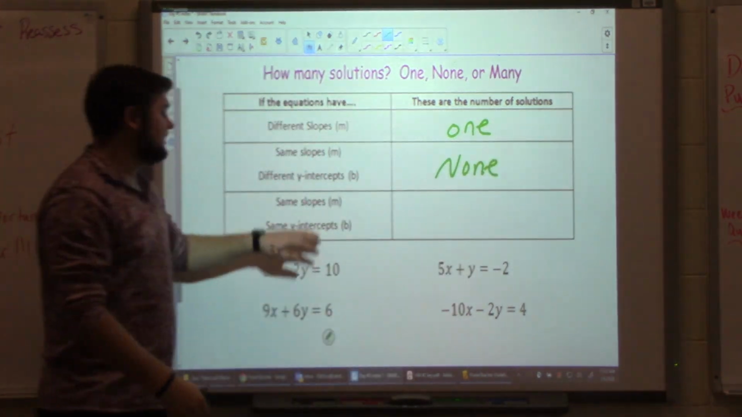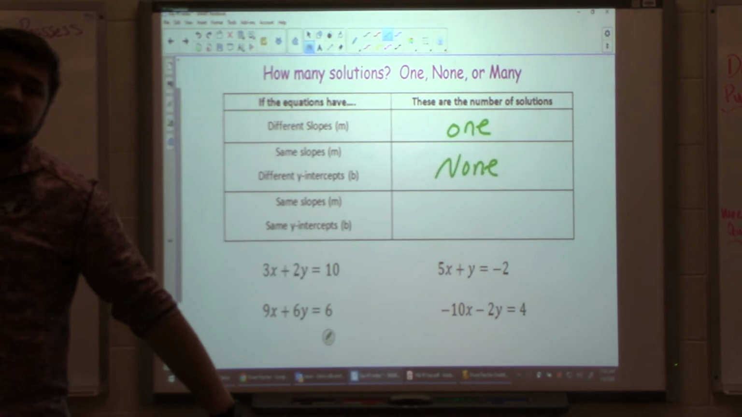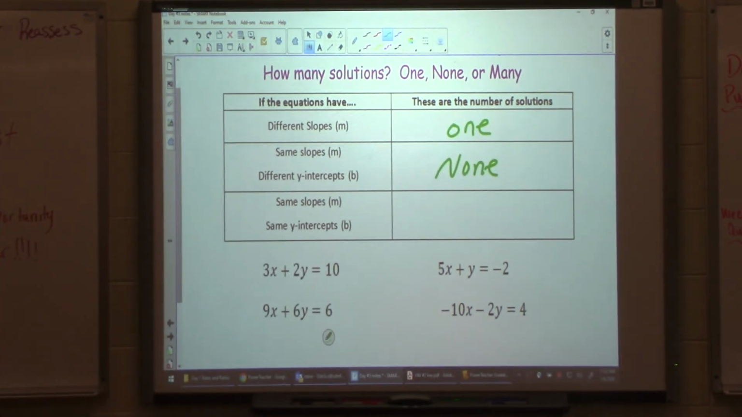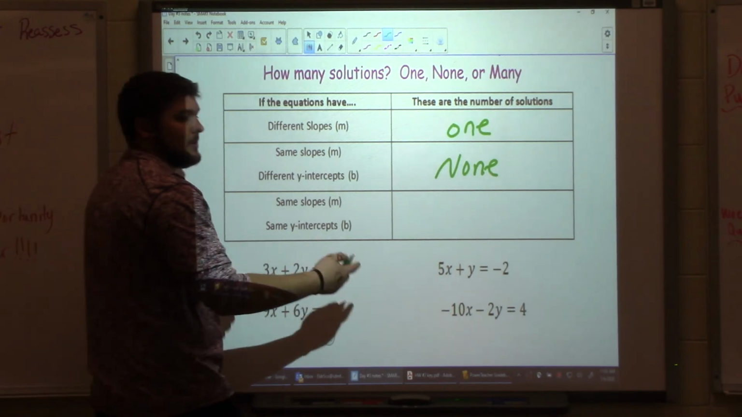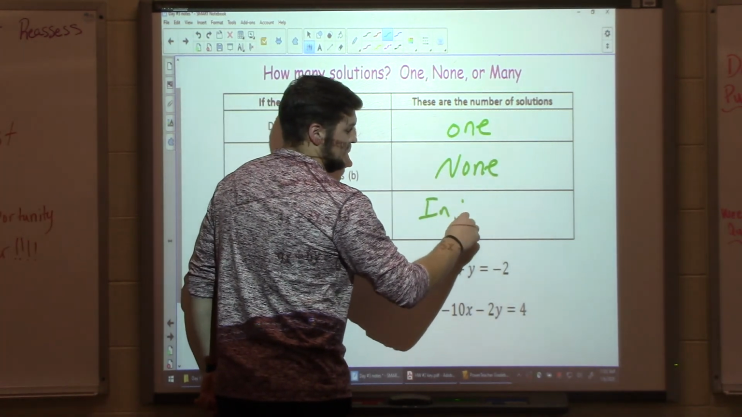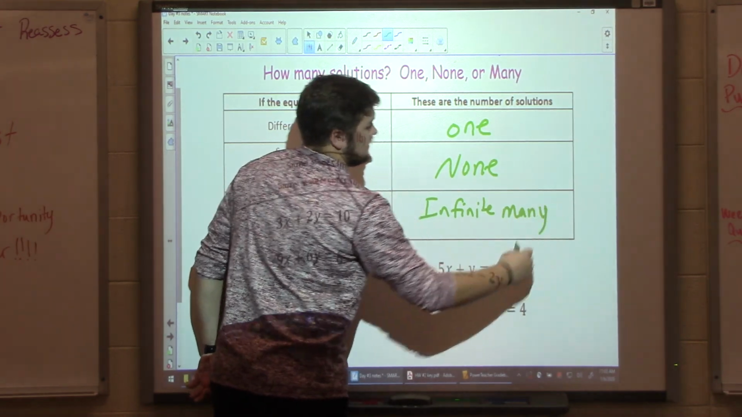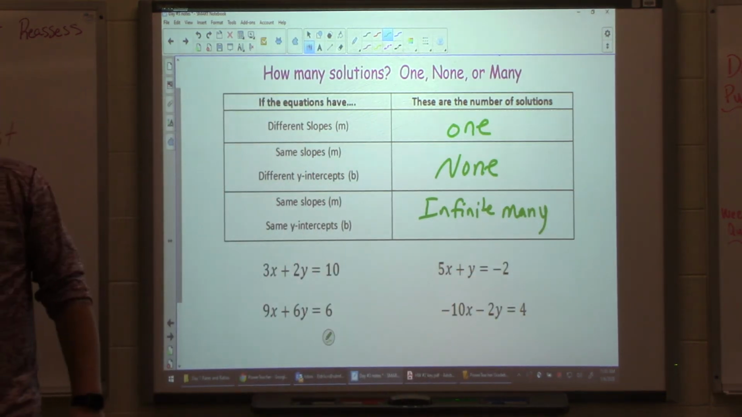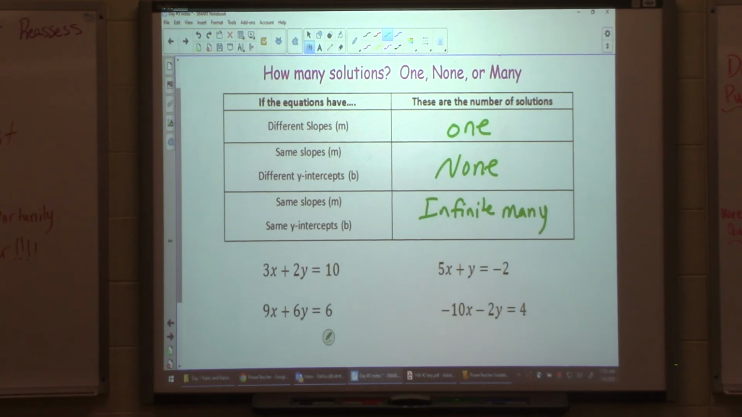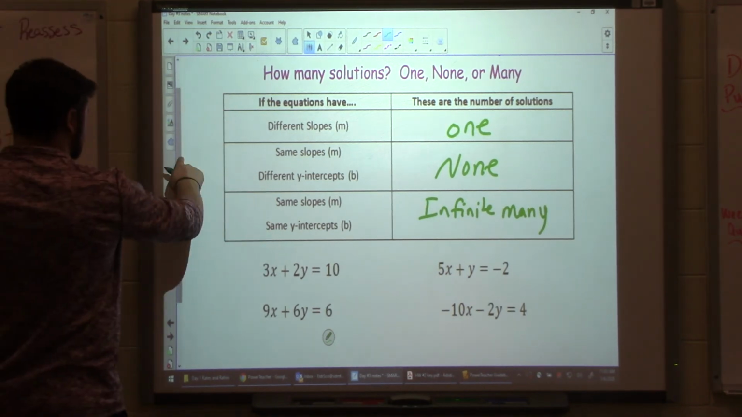Right? And then, same slopes, same y-intercepts. In other words, they are the exact same line. You're going to have infinite many solutions. Or just, if you want to put many, I would accept that as well. Infinite many solutions. Alright, so let's look kind of here, solving two of our special cases.